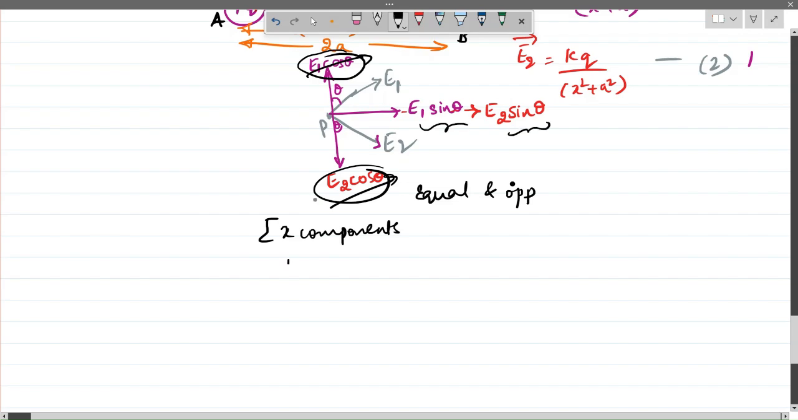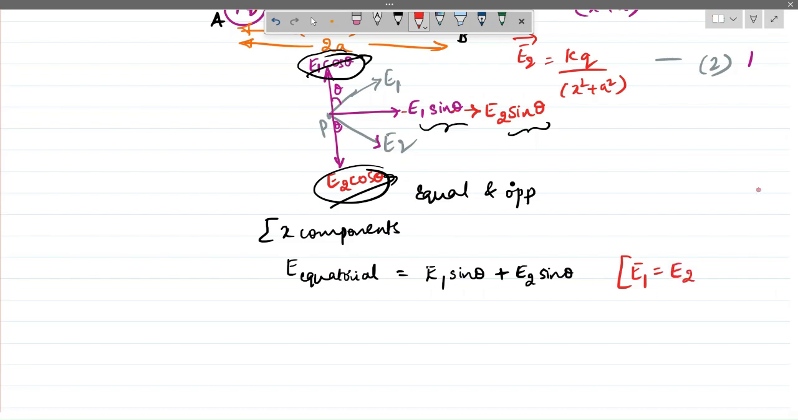Therefore, E equatorial is equal to E1 sin theta plus E2 sin theta. Magnitude of charges are same, therefore E1 is equal to E2. So this becomes 2 E1 sin theta. E1 is, as we know, k into q divided by x square plus a square. And sin theta is what?